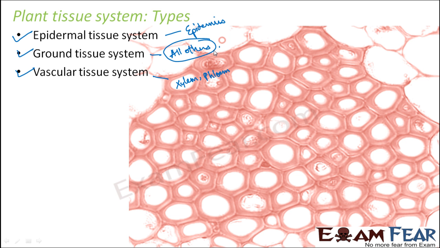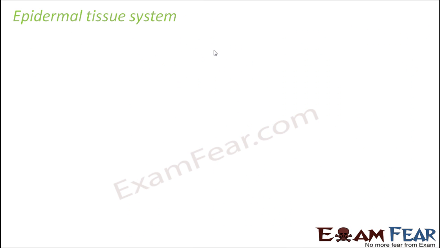Right? So here we will spend some time on the epidermal tissue system, because epidermis is something which we have not discussed while we were discussing plant tissues. So let us look at the epidermal tissue system. Epidermal is derived from the term epidermis, and epidermis is a Greek term which means over skin. That is why it is the outermost layer. So it is the outermost covering of the plant body.